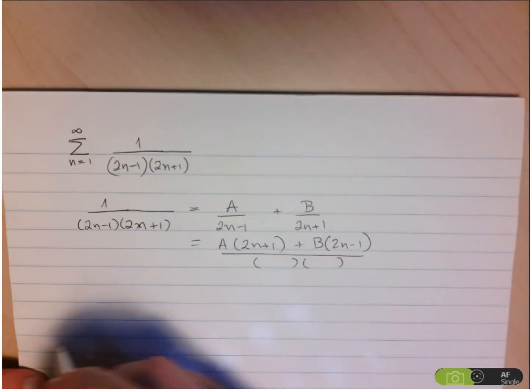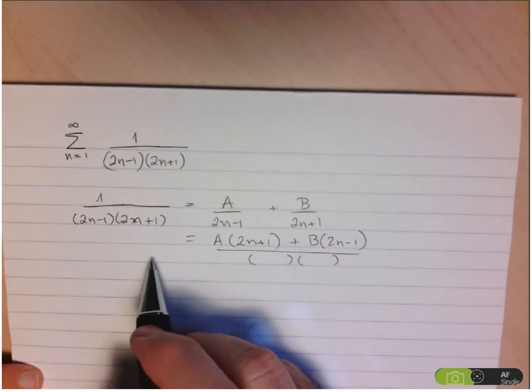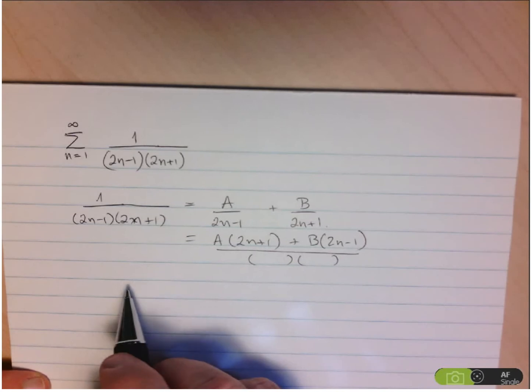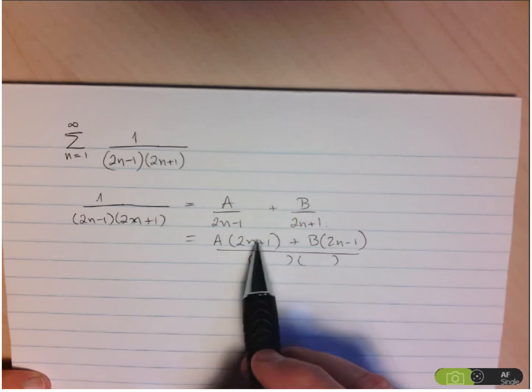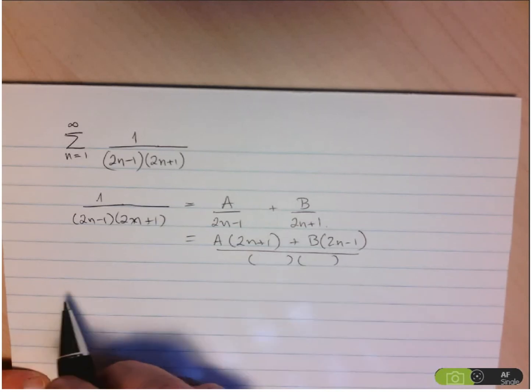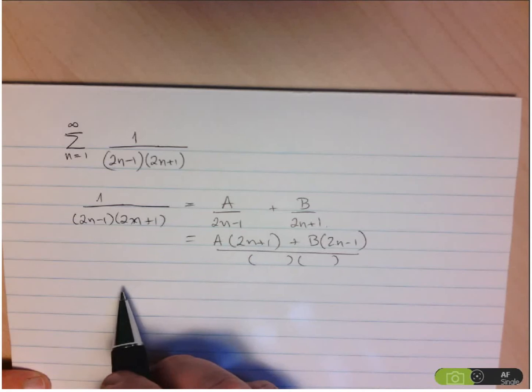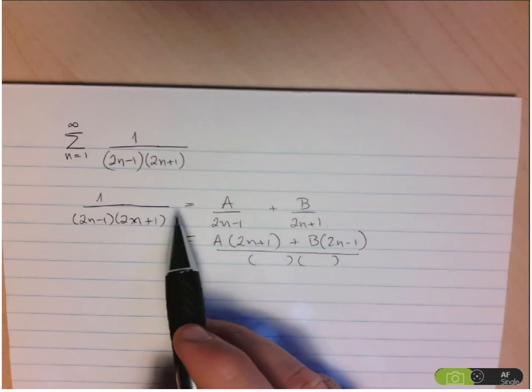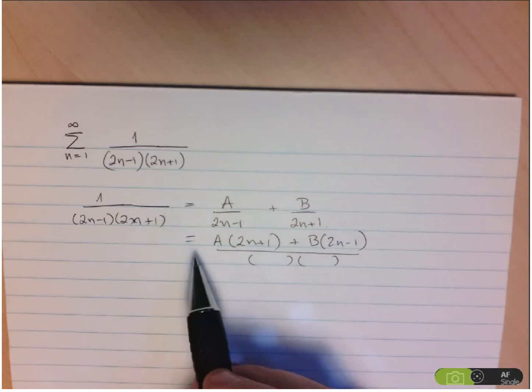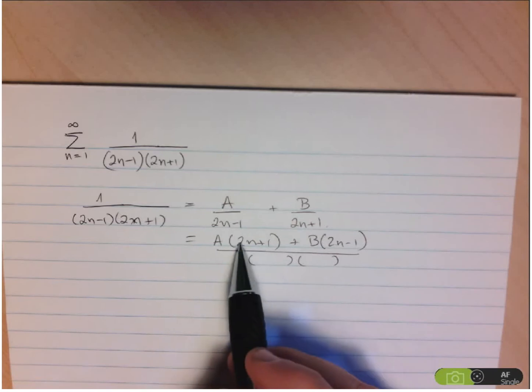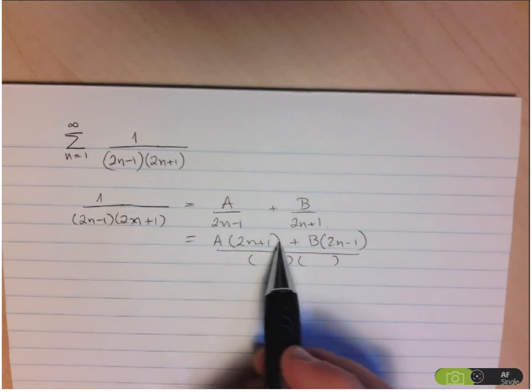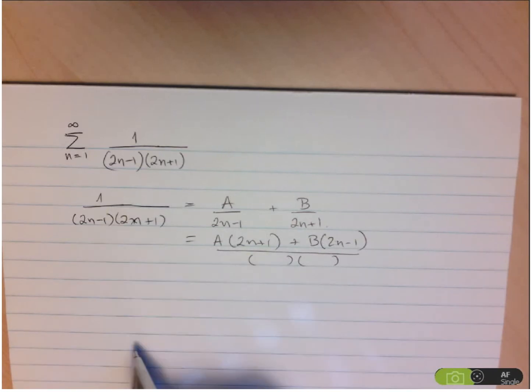We've seen this before, and the trick to solving these fairly easily is to choose a convenient value for n. Now, you might say that n can technically only be an integer. But remember, all we're trying to do is solve this equation, to determine what A and B are.